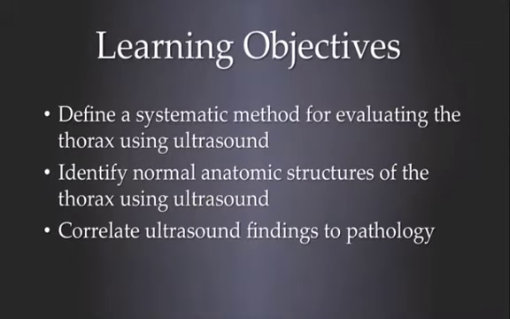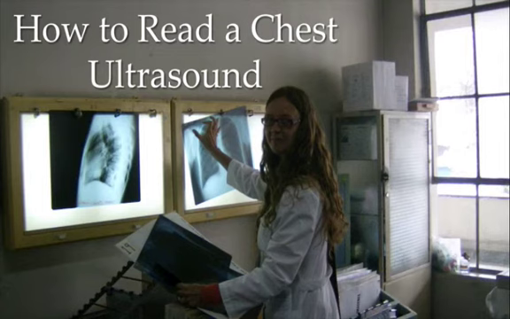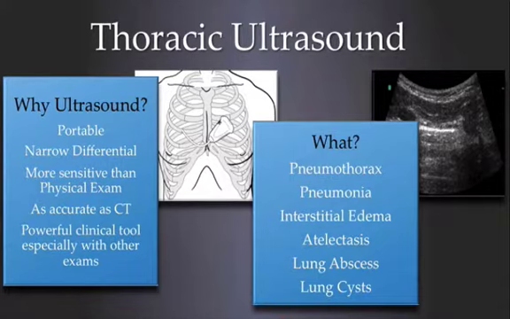So our learning objectives are to define a systematic method for evaluating the thorax using ultrasound, to identify normal anatomic structures of the thorax using ultrasound, and to correlate ultrasound findings to pathology. Really, this is a lecture on how to read a chest ultrasound. Many people have probably not done thoracic ultrasound.